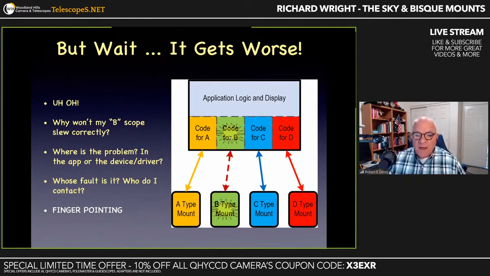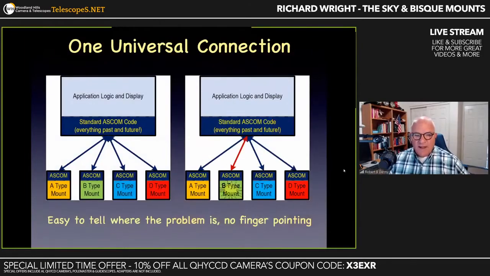Where's the problem? It could be that the code written by SkyView, that developer, has a bug, or it could be the firmware of the B-type mount guys, or it could be the connection. Probably, though, if it's a software error, you don't know where it is and you end up with finger pointing. Well, it must be this. Well, I didn't do that. It must be this. So you don't know where the problem is, and now multiply that by more programs, more mounts, and more weird things, and you can see where this is going, that it gets really impossible.